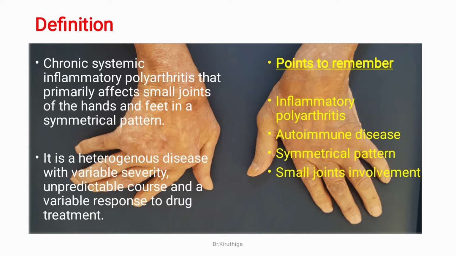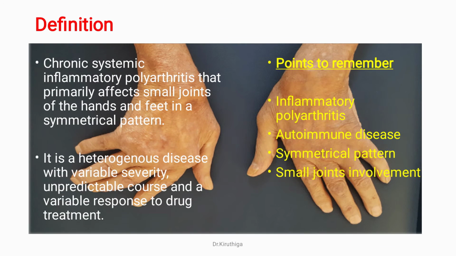And the disease has a variable course. It is unpredictable. There will be a lot of remission and relapse. Based upon the autoantibody level of the person, the disease severity also varies. Some people respond very well to drug treatment and a few people do not respond. In any case, it is an irreversible disorder and ends up with deformity. So early diagnosis and proper treatment is mandatory to keep the patient mobile.